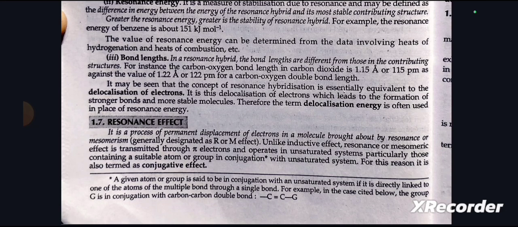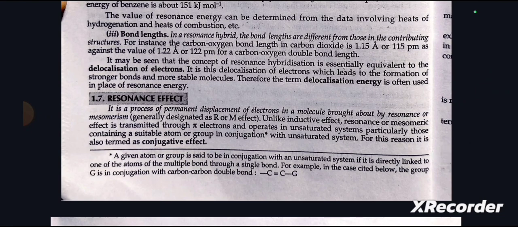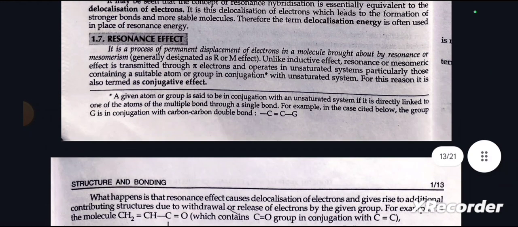For instance, the carbon-oxygen bond length in carbon dioxide is 1.15 angstrom or 115 picometer, as against the value of 1.22 angstrom or 122 picometer for a carbon-oxygen double bond length. It may be seen that the concept of resonance hybridization is essentially equivalent to the delocalization of electrons. It is this delocalization of electrons which leads to the formation of stronger bonds and more stable molecules. Therefore, the term delocalization energy is often used in place of resonance energy.